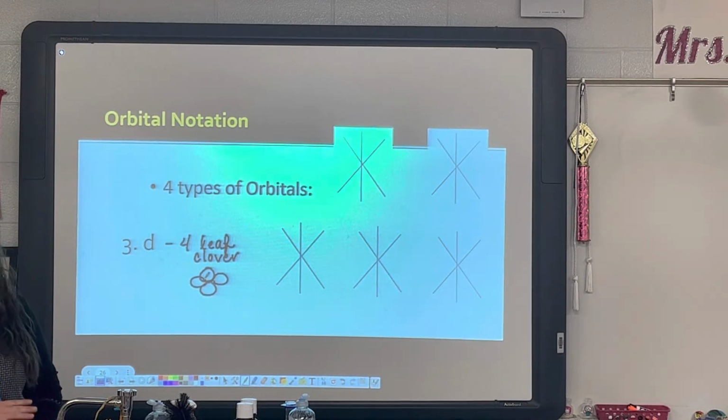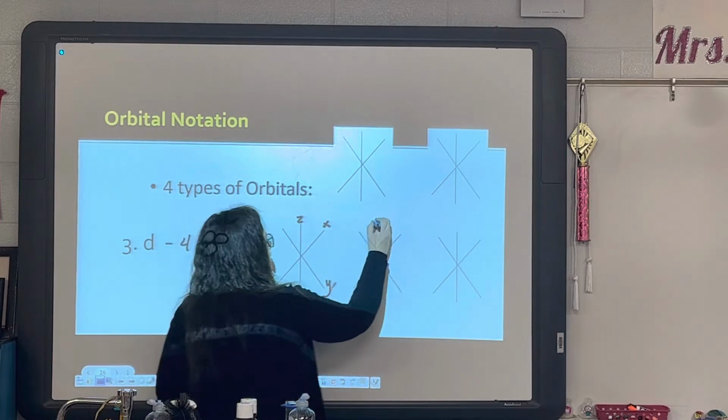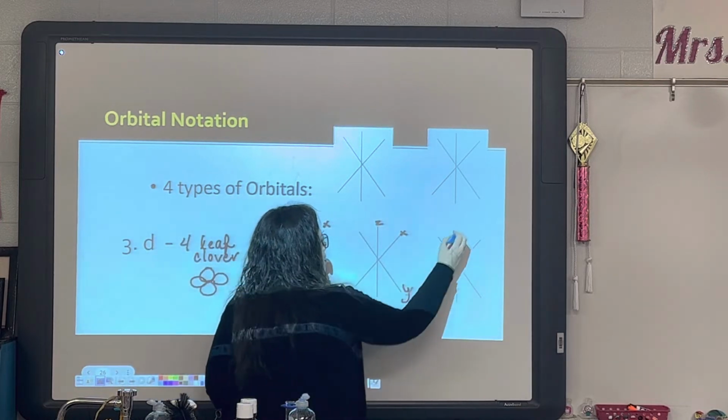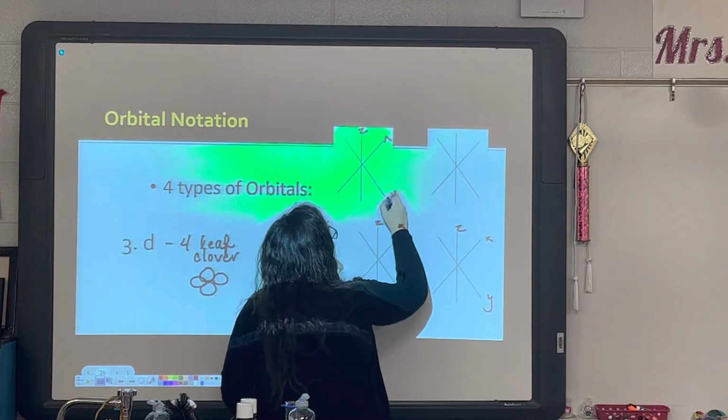Now these ones get a little crazy, okay? So that's why you're not required to draw these. If you want to, you can, but you just need to know what? What do you need to know? 5 types, okay? All right, so I'm going to go real quickly and label my axes, so I don't have to do that later. So Z, X, Y, Z, X, Y, Z, X.